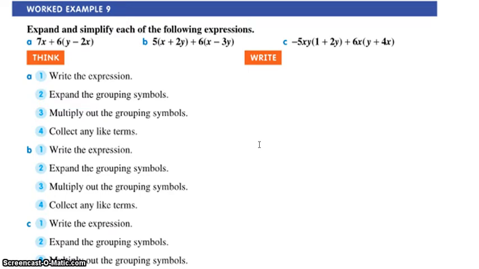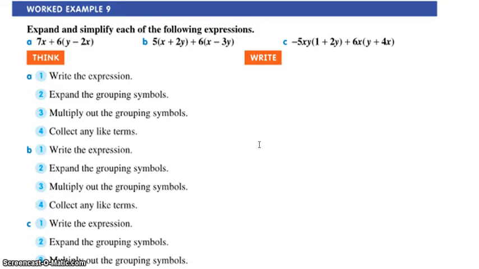Okay? So we're going to do this exactly the same way we did it. Maybe an extra step, maybe 2 extra steps. But the process is still the same. Okay? If it looks too big, think about eating an elephant. One bite at a time. Okay? Alright, this first one, 7x plus 6 outside of y minus 2x.